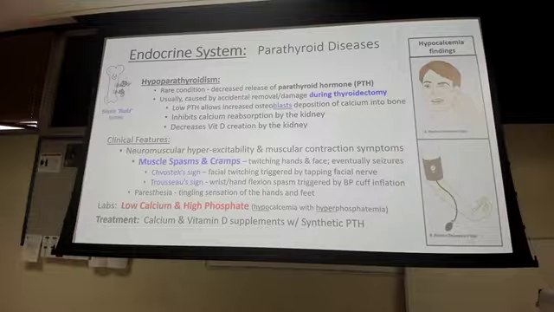Trousseau sign, so this is where they put a blood pressure cuff on a patient, and it causes wrist and hand flexion. It's called carpal pedal spasm, or carpal, what? I don't know. It causes wrist and hand flexion. I'll think of it later.